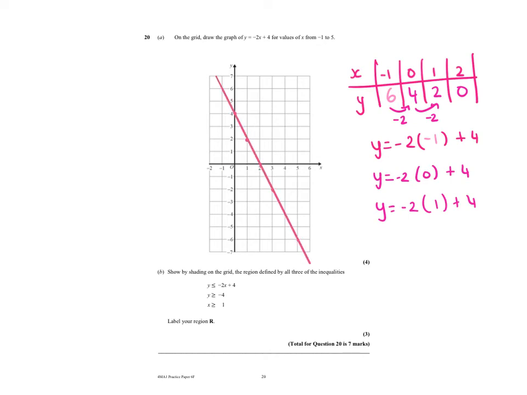There we go. And then now what we're going to do, it says show by shading on the grid the region defined by all three of the inequalities. Okay, so we've already drawn the line y equals minus 2x plus 4. It says that y is less than, so we want what's less than, we want below the line. So I'm going to shade the area outside the line because that's the part we do not want. So we don't want this part.